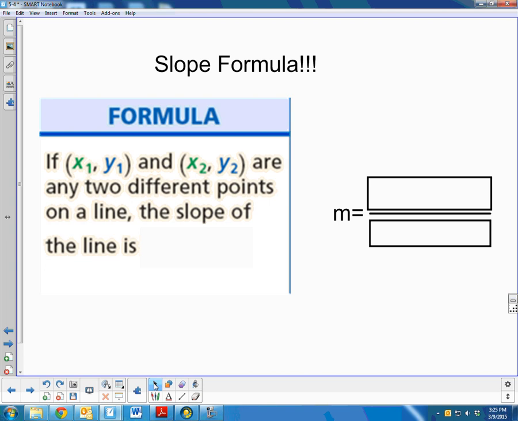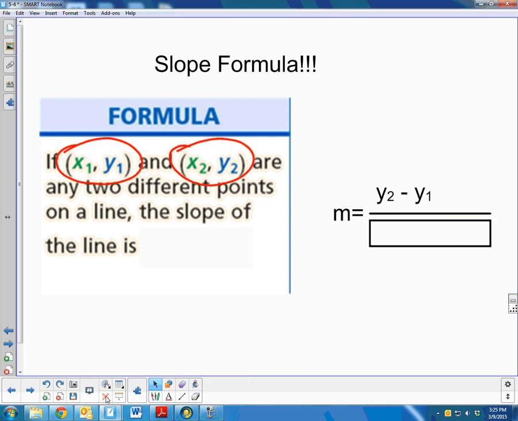M is the slope. If we have 2 points, x1, y1, x2, y2, which we just had a minute ago, we can find the slope of the line that goes between those 2 points by finding the change in the y values, subtracting those y's, which is what we just did, y2 minus y1, compared to the change in the x, x2 minus x1.